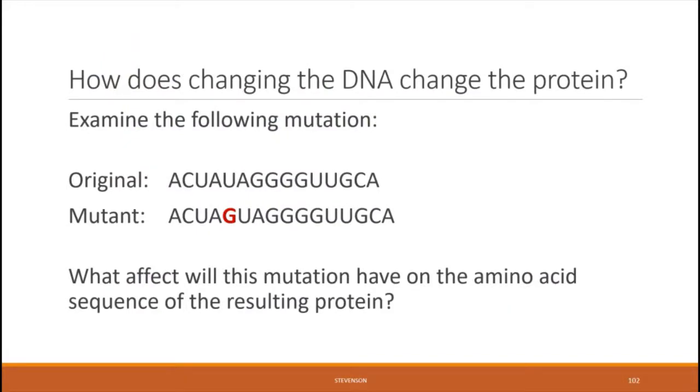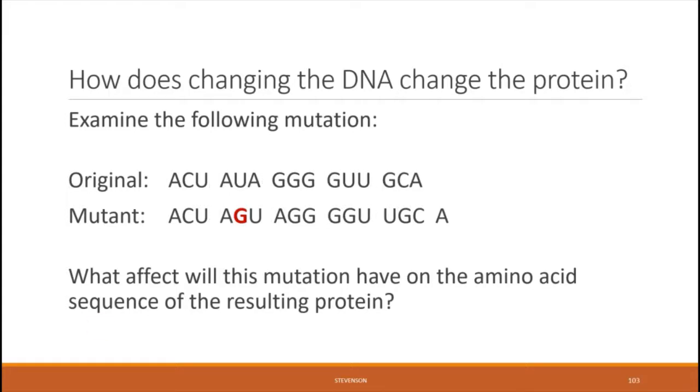Now we have one other type of mutation to talk about here. I've got the original sequence up here and the mutant down here. In this case, instead of swapping out a letter, I actually added a letter in. So the original goes ACU, AUA. Down here, I've got ACU, AGUA. So this sequence is one letter longer than this one. What effect will this have on the amino acid sequence of the protein?